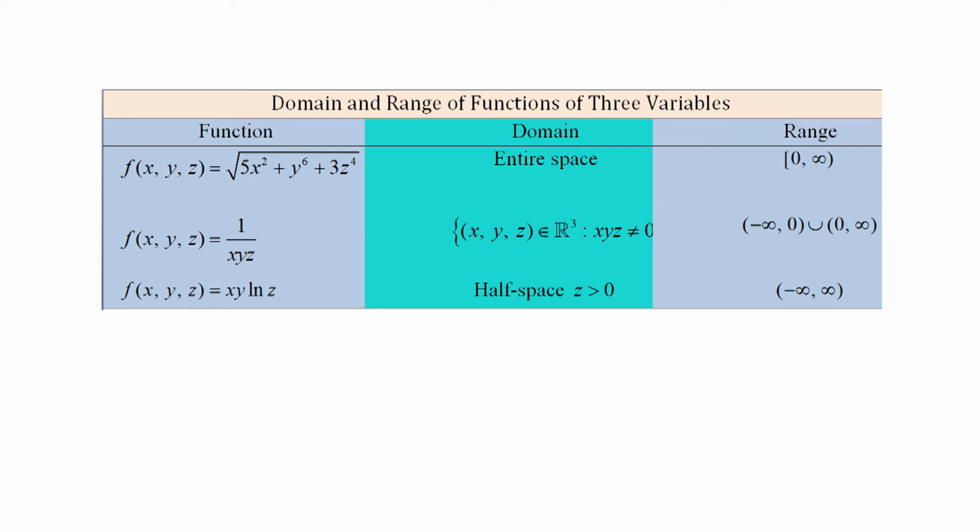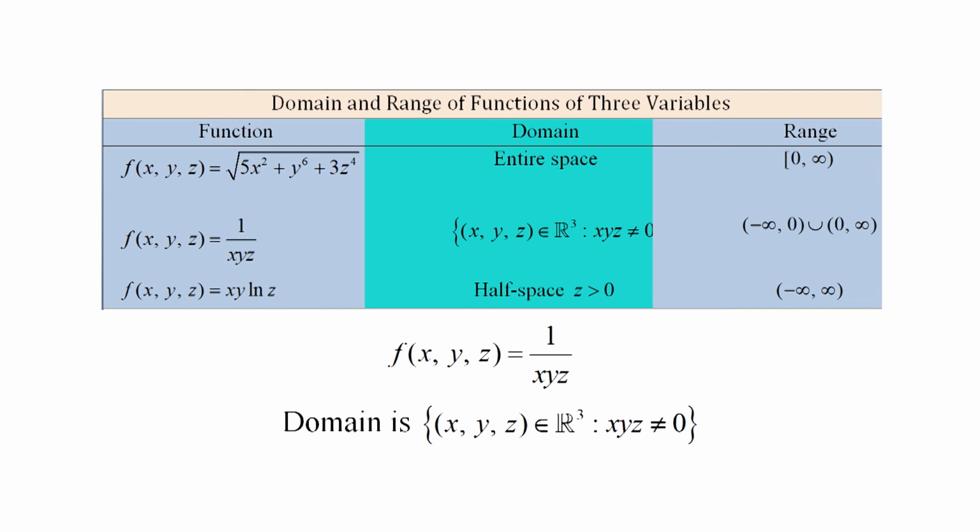As 1 upon x, y, z is defined only when x, y, z is different from 0, the domain of the function f of x, y, z is equal to 1 upon x, y, z is the set of all triplets x, y, z belonging to R3 such that x, y, z is different from 0. That is, the domain is the portion obtained by removing the 3 Cartesian planes from the space.